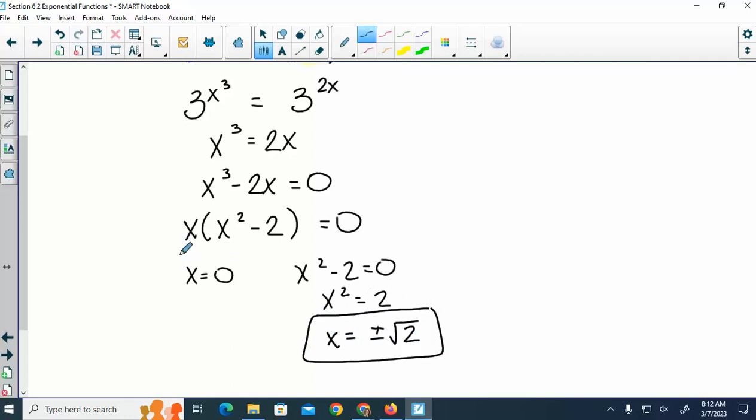So this time we actually got 3 answers. Square root of 2, negative square root of 2, and 0. And you can check all of those. You just plug them back into the original. They all work. They should all work. As long as your math is correct, you're not going to get extra answers on these.